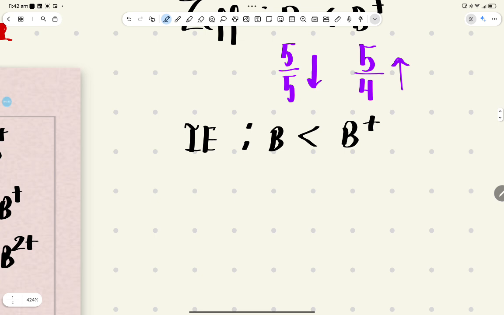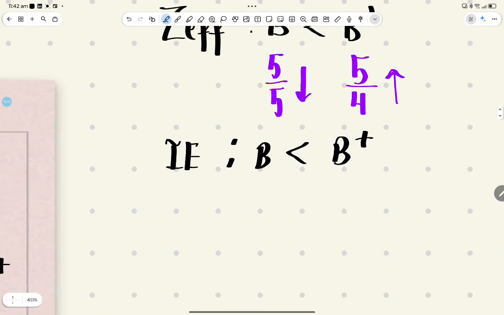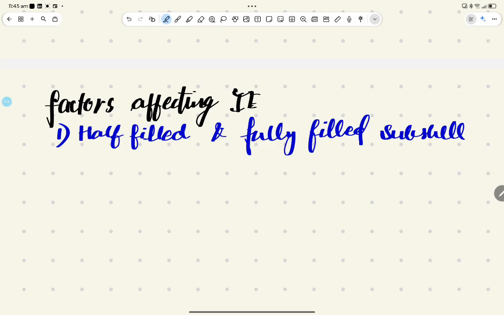Now what about ionization energy? The energy you require when Z effective is less will be less, because there was less force of attraction. So the ionization energy in boron will be less, and the ionization energy required in B positive will be more, because there was more force of attraction, which means more energy is required to get one electron out of this atom.